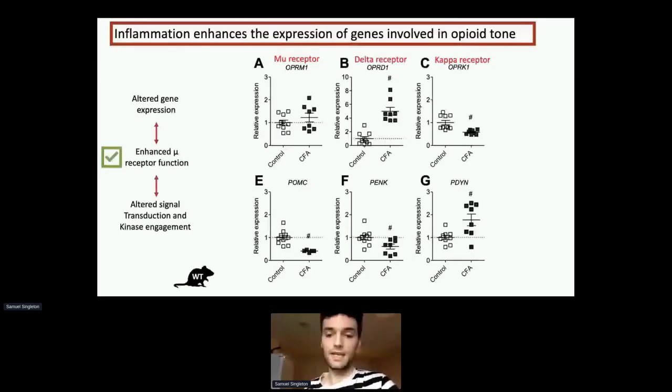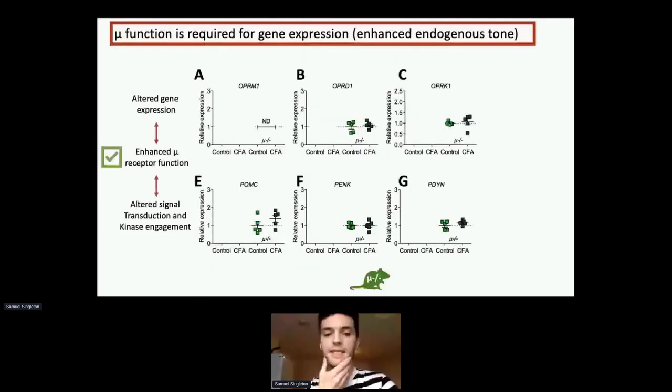So following injury, there's an upregulation in endogenous analgesic mechanisms, which become enhanced to compensate for the development of pain hypersensitivity. Then we repeated these experiments in mice where the mu receptor was deleted, and we found that there was now no change in the expression of any genes involved in endogenous tone, suggesting that mu receptor activity is promoting changes to endogenous opioid tone. Without this mu activity, there's little ability to compensate for pain hypersensitivity.